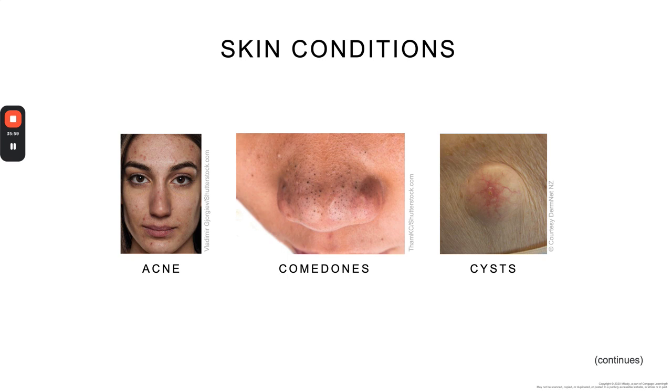So we have two types of comedones. You have open and closed. Okay. The open ones are blackheads. We can extract those easily. The closed ones are whiteheads, and they have to be exfoliated and extracted. Okay.